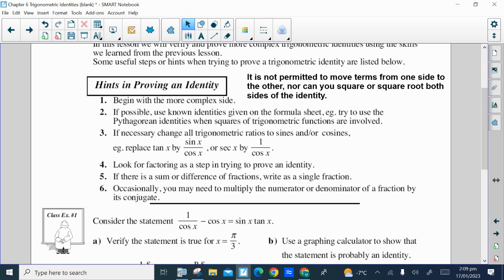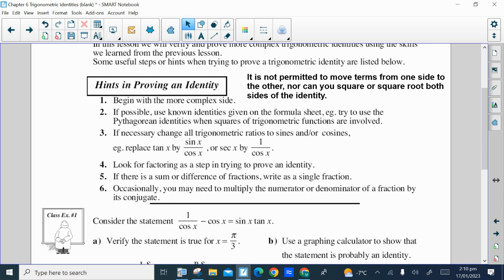Usually you'll begin with the more complex side. If possible, use known identities given on the formula sheet. Right? If you have any squares, look to those Pythagorean identities. If necessary, change all trig ratios to sine or cosine. So really, the first thing you're going to look at when you're looking at an expression, an identity, if there are no powers, put everything in terms of sine and cos. That'll be our first step always. If there are powers, especially if there's squares, look to the Pythagorean identities. Okay? So that's always going to be like our first step.